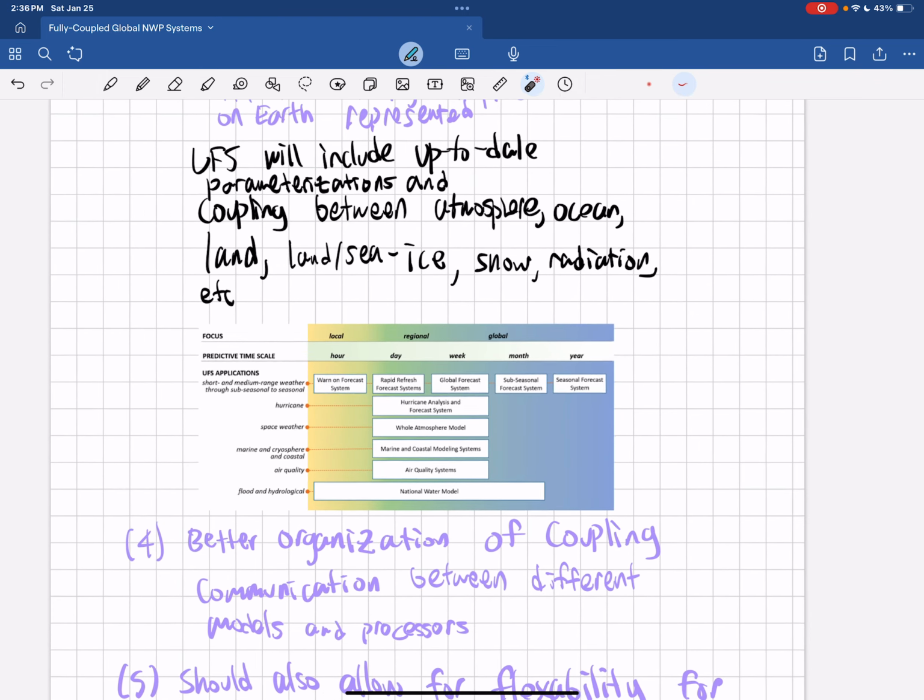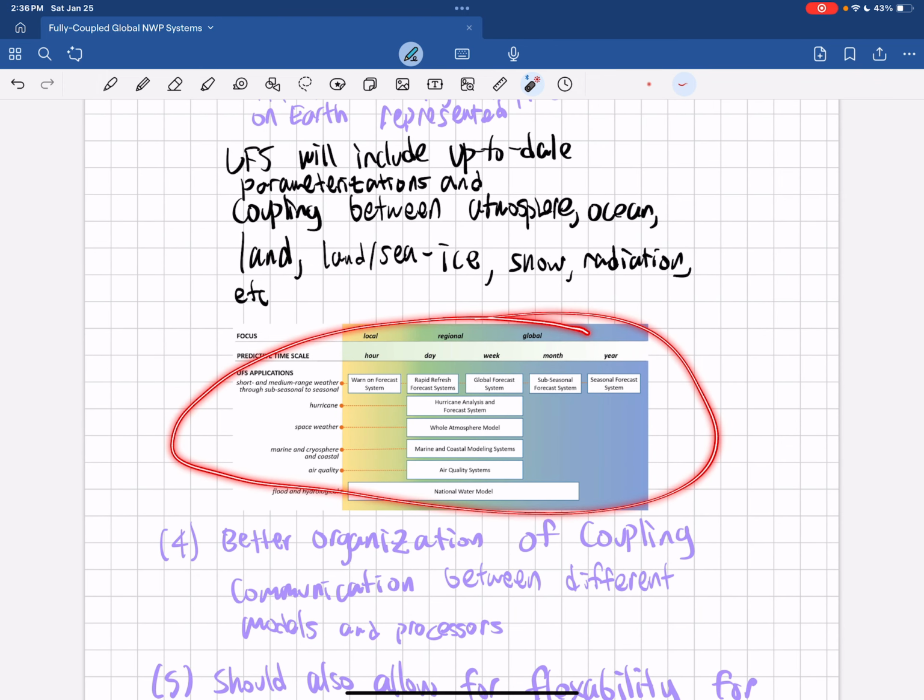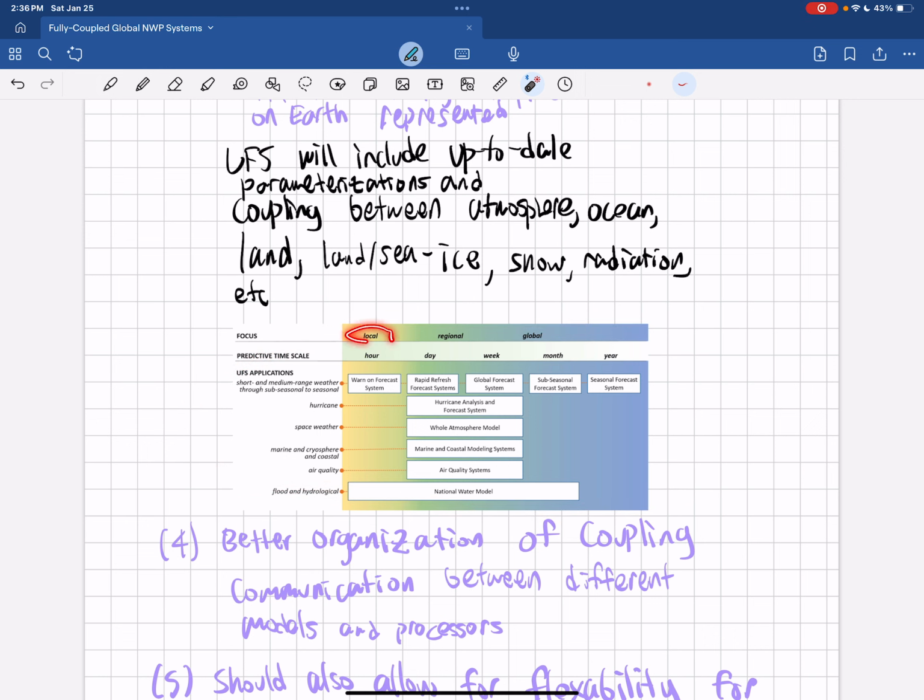And here's a list of some applications. They want to focus on local, regional, and global regions, and then time spans of hour, day, week, month, year for weather. There's going to be warning systems, hurricane analysis, marine and coastal modeling, even air quality, which is new. The national water model is going to be included. I think that's one of the most important things now that I look at it. A combination of hydrology like flooding and weather prediction is definitely something that's needed.